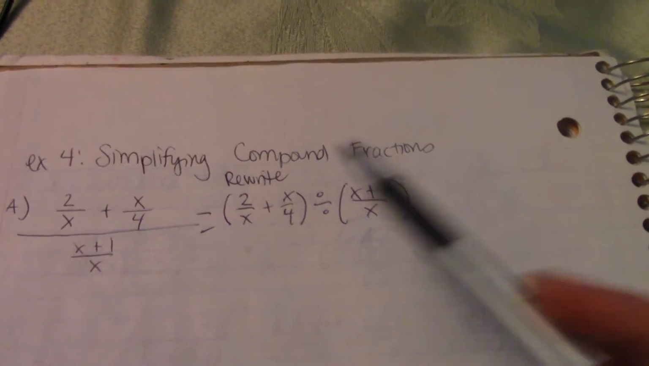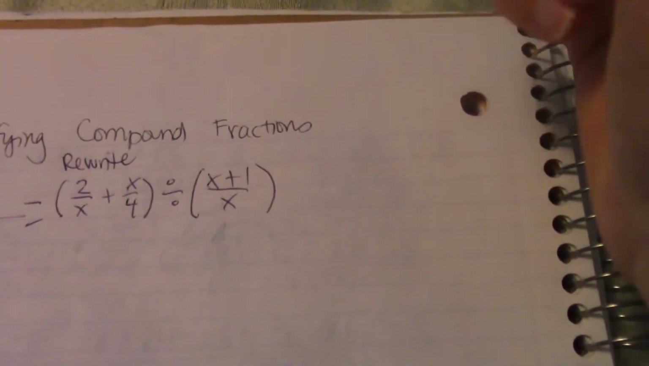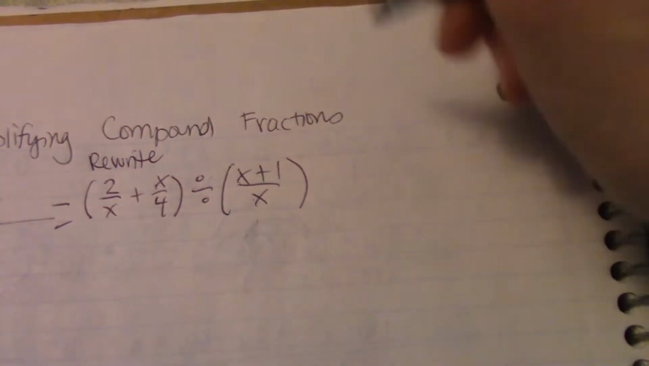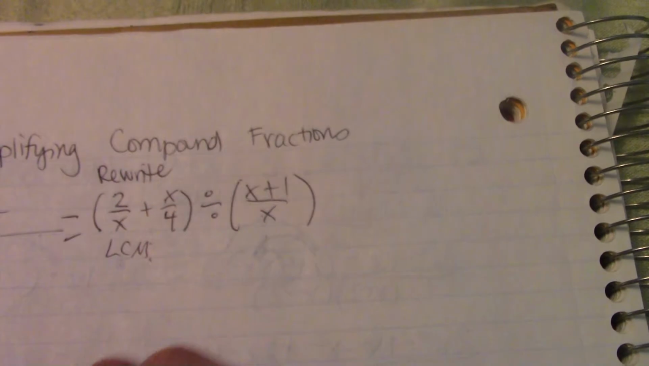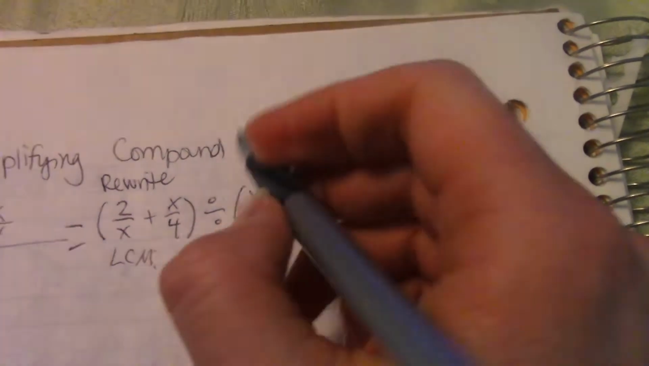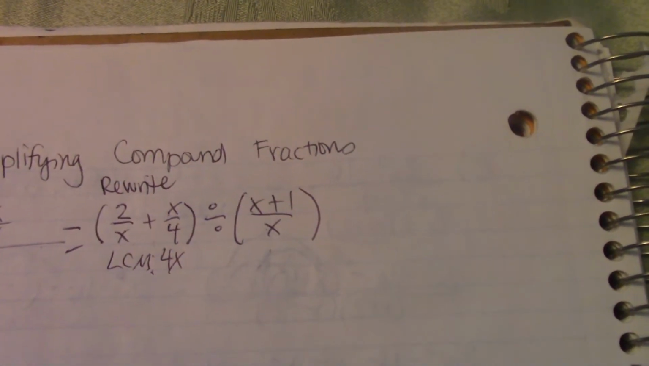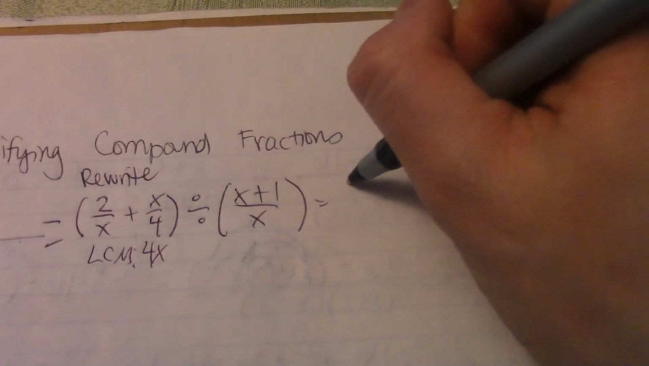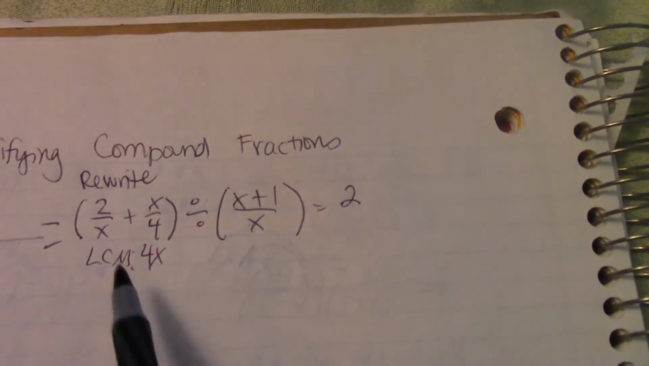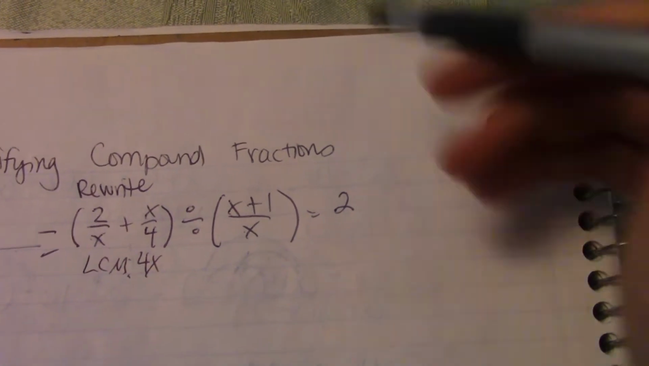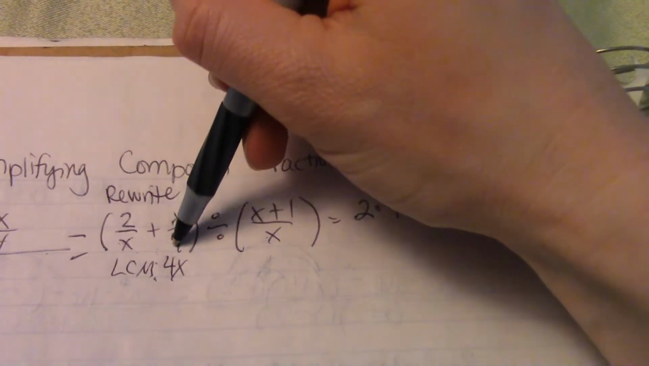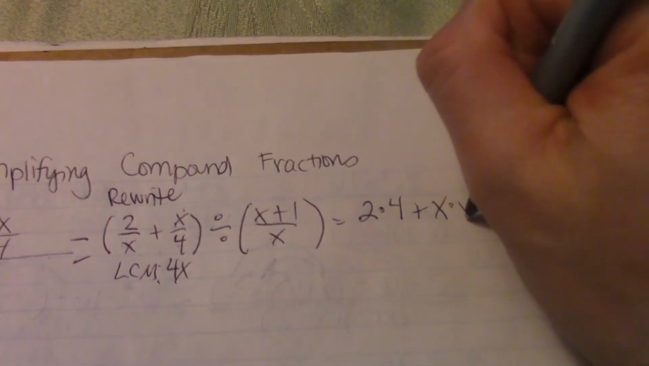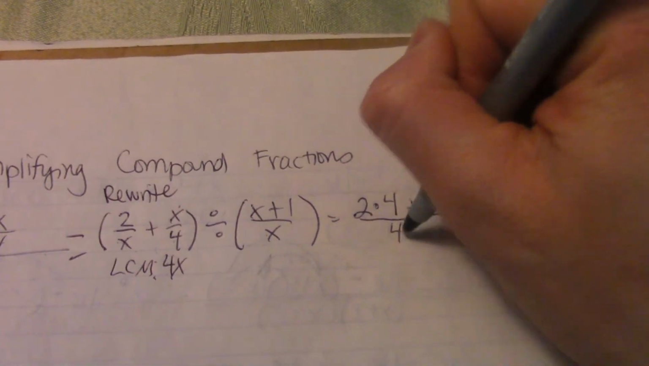Our next step is we're going to combine this into one fraction. I need one fraction here and one fraction here. So I need to find my LCM here. My LCM is 4 and x, so I need 4x. I'm going to take that 2. It's over an x, so I have the x, I need the 4 times 4. Plus I need to have this x. I have that 4, I need that x, so times x over 4x.